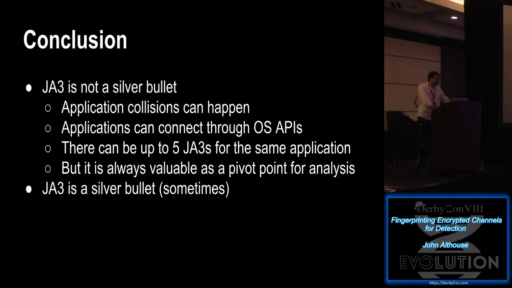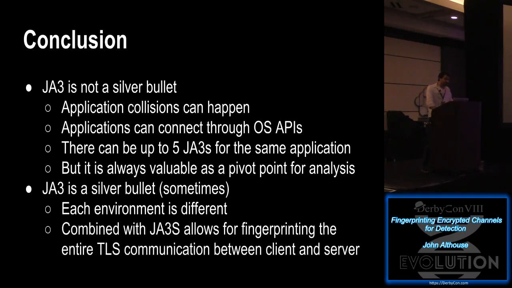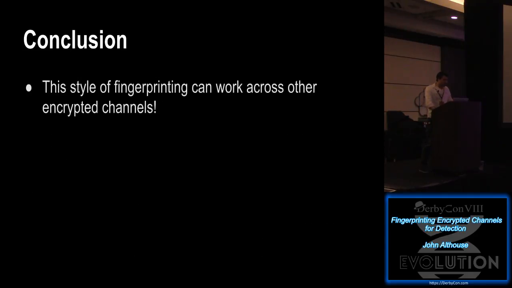JA3 is a silver bullet sometimes. Each environment is different, but like in that other example with the malware that was developed and targeted specifically for us, it was like shooting fish in a barrel. And then combined with JA3S, it allows for fingerprinting of the entire TLS communication, which can be super valuable for detection, especially for specific threat actors that you might be worried about or see in your environment. And this style of fingerprinting can work across other encrypted channels. Ben Reardon came up with the method for fingerprinting SSH, and I'm sure that if there's another encrypted channel that you're thinking about, you can probably apply the same idea to that.